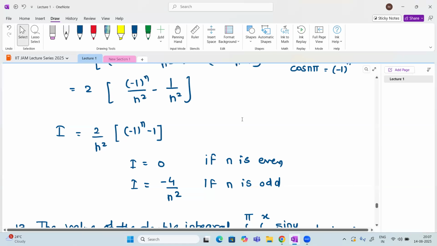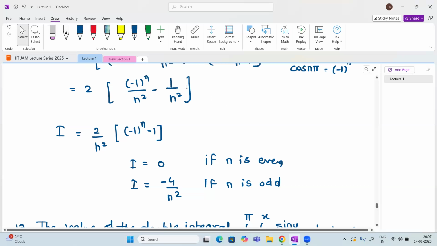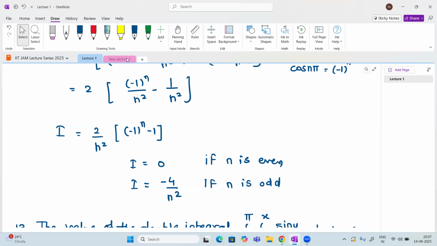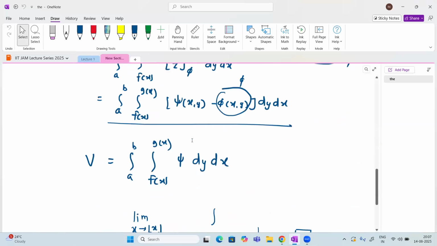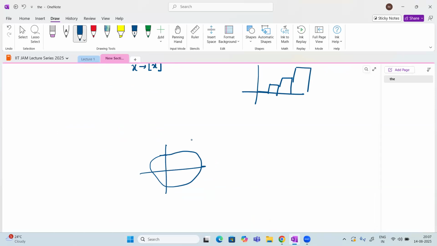Sir, if we have been given some region, then that region will have some positive area. Is it possible that that region will have negative area? Yeah, sure. Some part of that region is positive, no? Sir, but if we have been given a region, then the area will always be positive. Then how is it possible that the double integral will be negative?